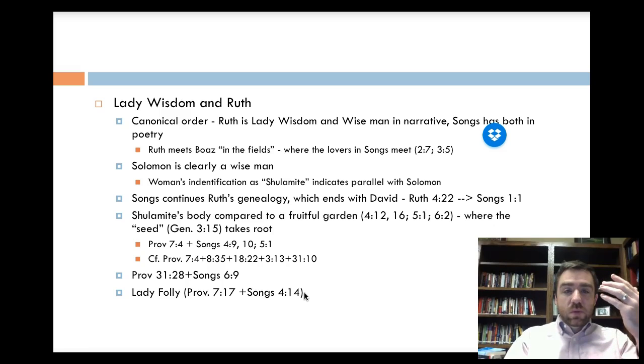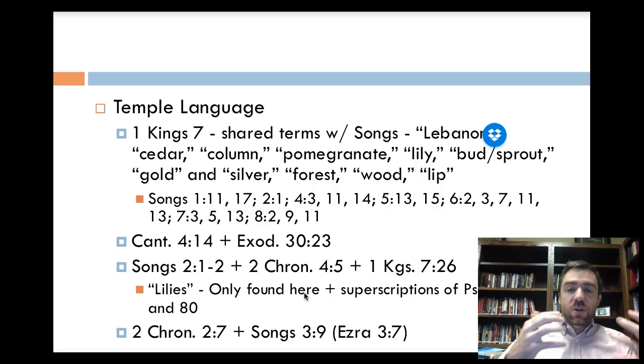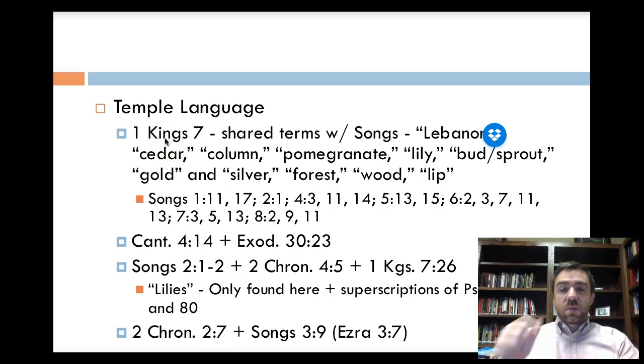The Shulamite woman in Songs is presented as a wise woman. And in contrast to Lady Folly, her body is compared to a fruitful garden. She's spoken of as being wise. All this kind of thing is just very charged language about who we're looking for in a woman. She's Lady Wisdom. Likewise, temple language. 1 Kings 7, the description of the temple is the same description as the people's bodies in Song of Solomon. Their bodies are presented as the temple.